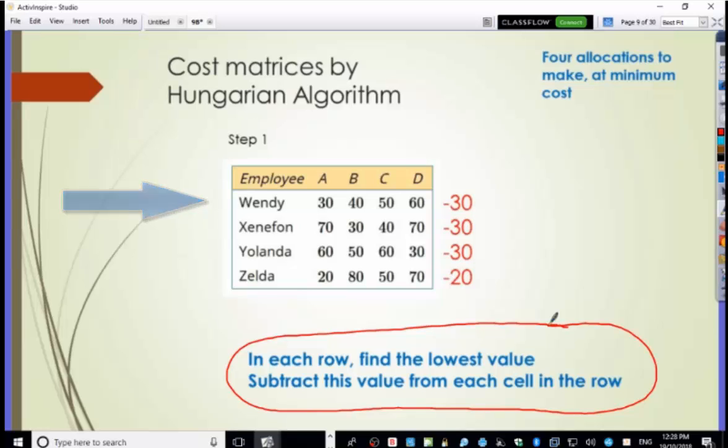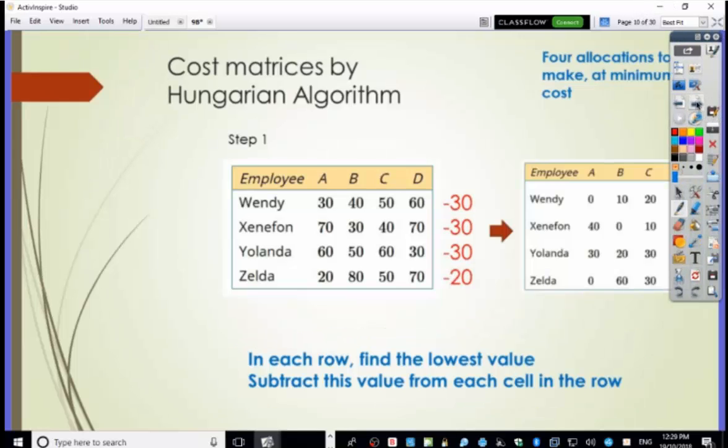And if you look at Xenophon, his smallest score is also 30. So this is going to be 40, 0, 10, 40. And going down to Zelda, the smallest score is 20, so 0, 60, 30, 40. All right, that's the first step. And you always do that. You take the smallest number from the rows.